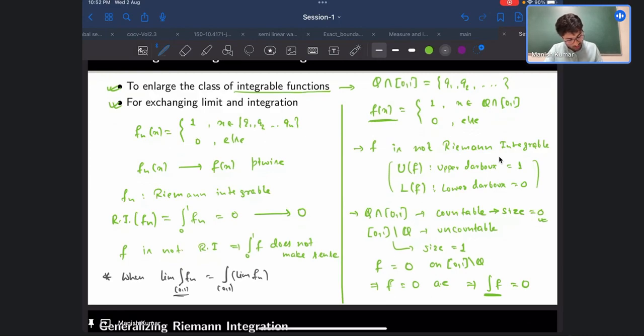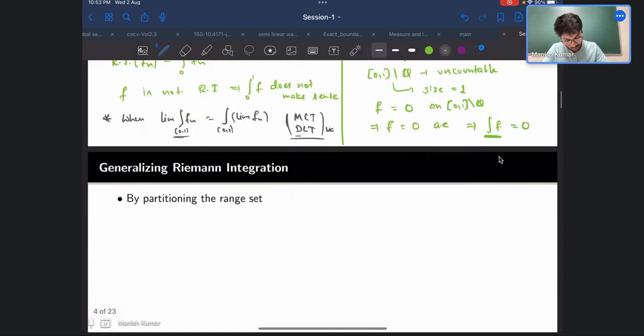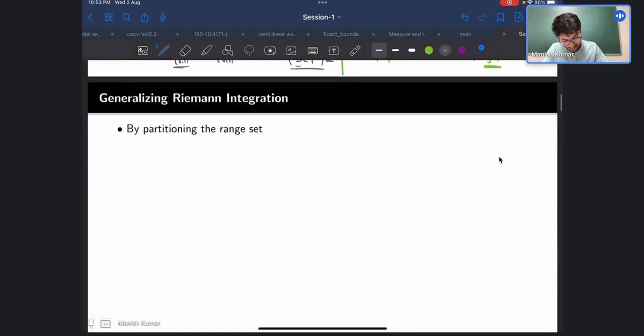Later on you will see theorems named MCT and DCT, and there is also a generalized DCT. In such theorems you will see when we can exchange this limit. So these are mainly the two reasons why we want to generalize the notion of Riemann integration. Now the point is how to generalize it.